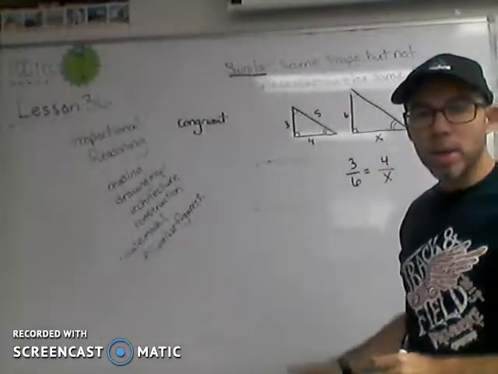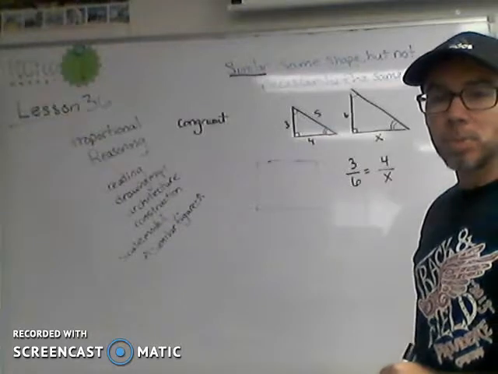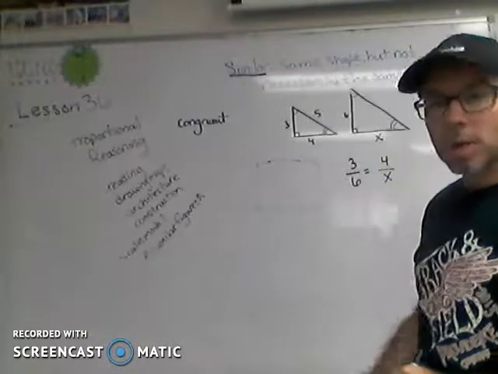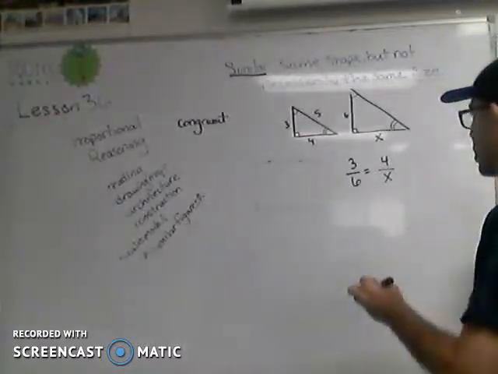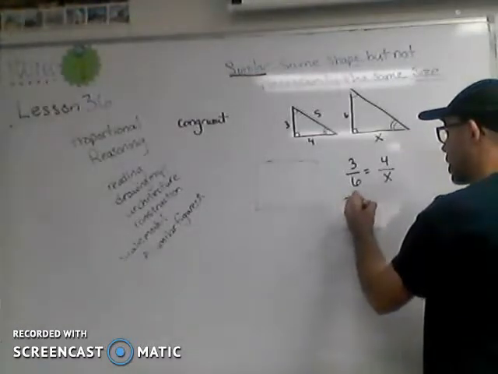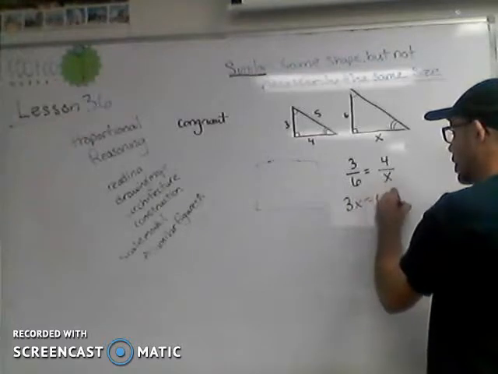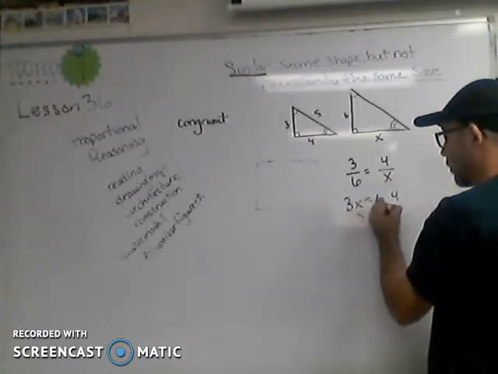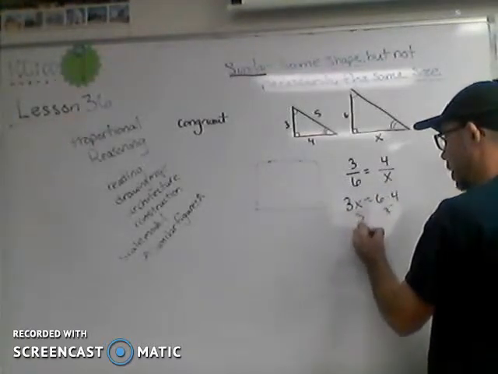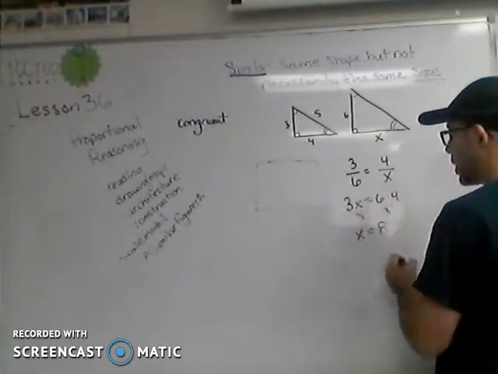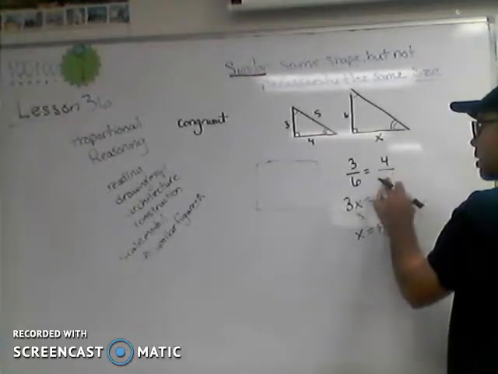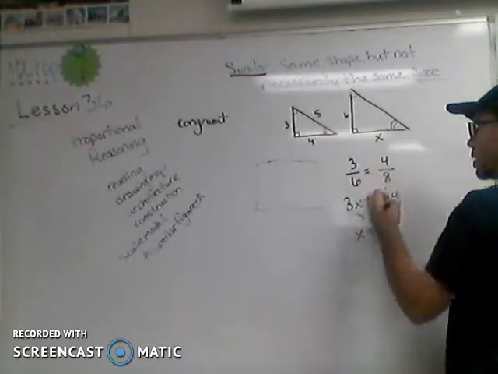And now we've got some tools to apply to that type of problem. We can do that cross multiplication, what they call the cross product property. We can go 3 times x is equal to 4 times 6, and then finish that off. This is sticky note math. 24 divided by 3 is 8. Doesn't that make sense then? 3 is to 6 as 4 is to 8.